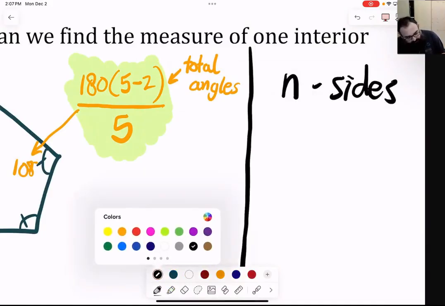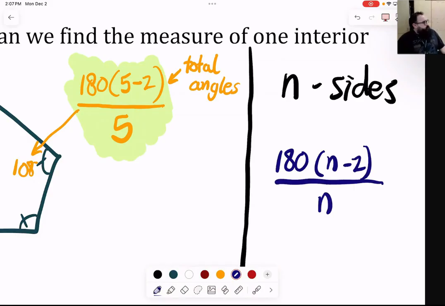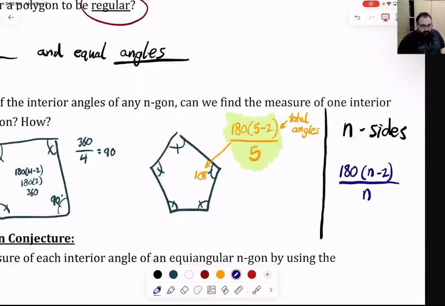Samuel, say it nice and loud, buddy. 180 times n minus 2 divided by n. What do you think? That's exactly it right there. So that top part is giving us the total. The bottom part is distributing that total between all of the angles.